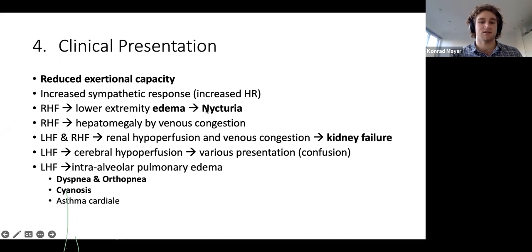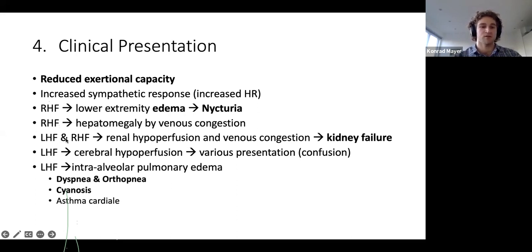So classic presentation, a classic heart failure patient has nocturia. They have to get up in the middle of the night to go to the bathroom maybe 2 or 3 times because the edema that collected during the day is being washed out at night. I said before that it can also sometimes collect in the liver. This will lead to hepatomegaly by venous congestion, a classic right heart failure symptom.